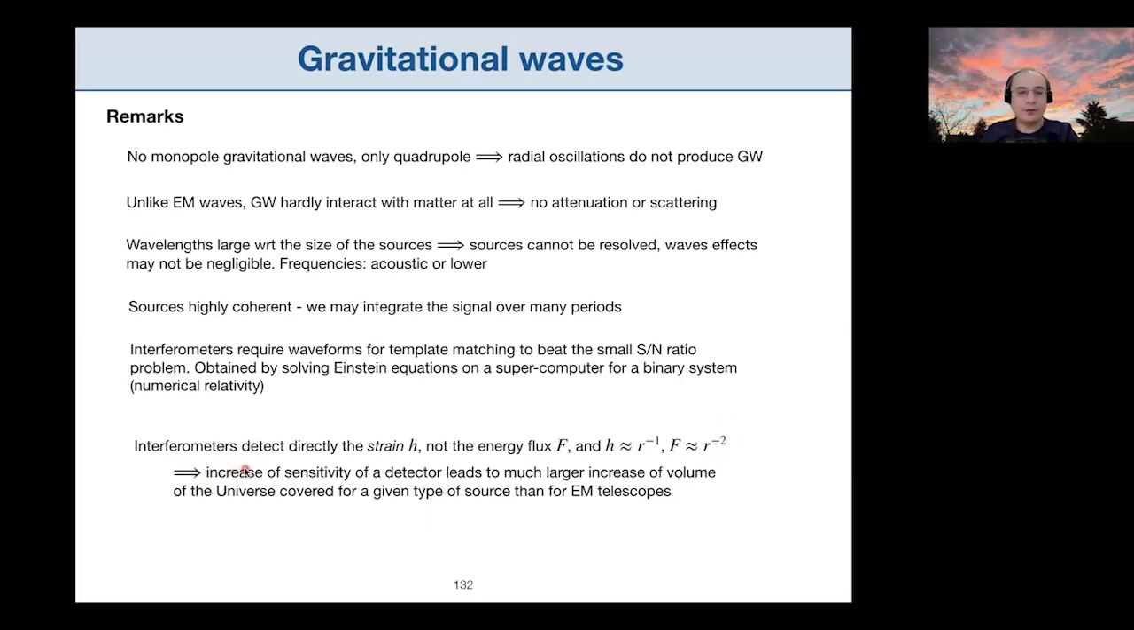What does it mean? Well, imagine that you already have a detector which is able to detect many sources. If you increase the sensitivity twice, this means that for a given type of source, you'll be able to pick up sources from twice as far away. So the volume from which you'll be able to pick up signals will increase 8 times. Now, for electromagnetic instruments which use flux, this is not so great because the increase will be much smaller than that. You can calculate yourself simply because the flux scales in a less favorable way. So it's in a sense much easier to make progress with gravitational waves in looking to further and further sources. Partially because we are looking at strain and partially because there is no obscuration or no attenuation or no scattering of these waves.